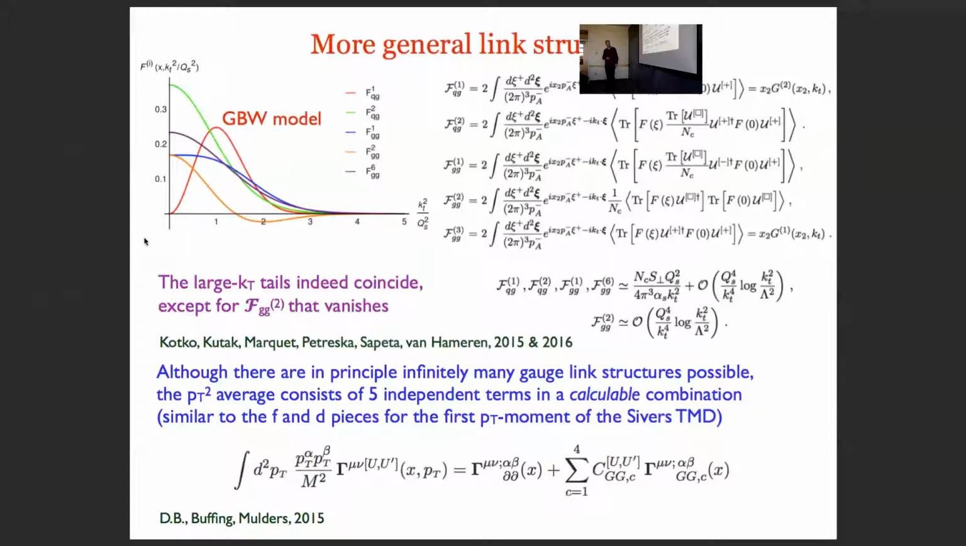So when you start to take moments, you always have a finite set. If you have the functions as a function of pT, you have infinitely many options, but for every particular pT squared moment, you have finite numbers. If you do pT to the 4th, you have a bigger set, but it is finite, it truncates. If you do the same thing for the Sivers function, that is related to the fact that with 1 pT here you have only 2 options, and that was this F and D type. It was similar.